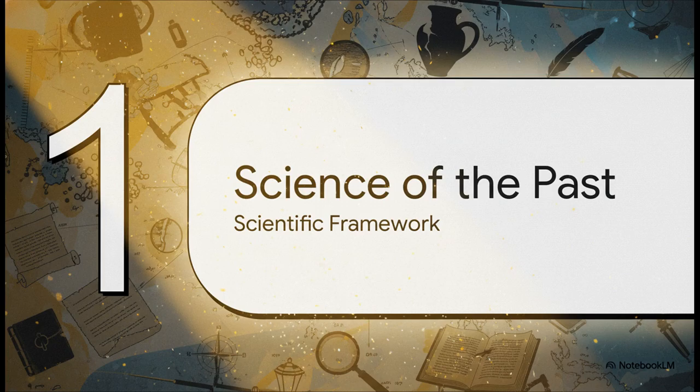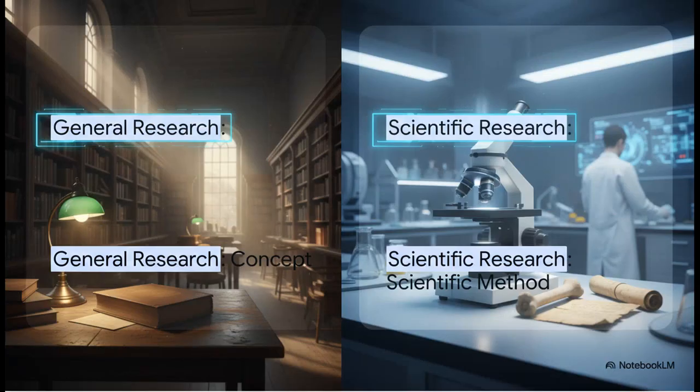Section 1. The science of the past. Before we can even think about hunting for clues, we absolutely need to establish our scientific framework. And this brilliantly illustrates the dividing line between an amateur and a professional historian. There's general research, which is really just understanding the concept and scope of a topic, like, say, reading a biography about Julius Caesar for fun.